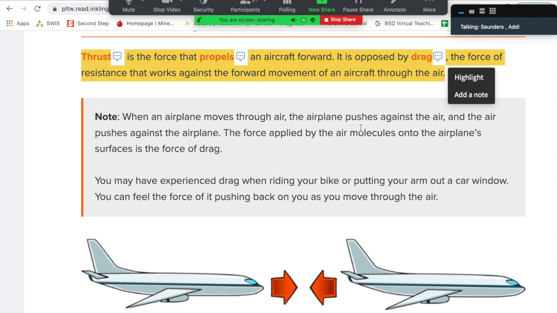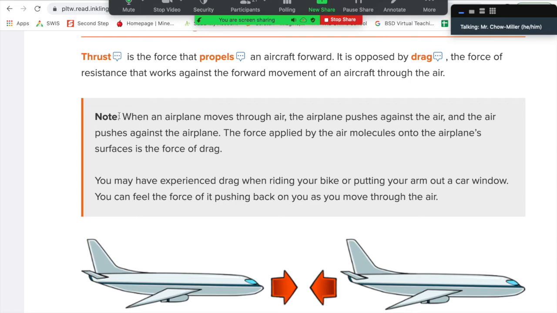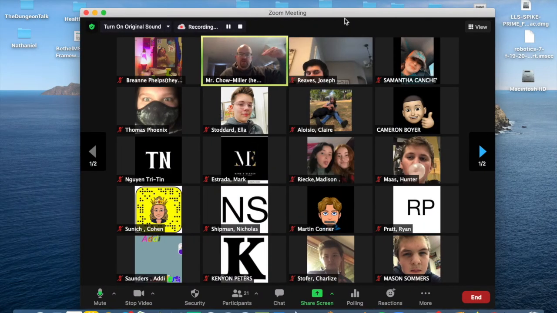Force that propels an aircraft forward is opposed by drag, the force of resistance that works against the forward movement of an aircraft through the air. Excellent. When an airplane moves through the air, the airplane pushes against the air, and the air pushes against the airplane. Newton's third law of motion. The force applied by the air onto the airplane's surface is the force of drag. You may have experienced drag when riding your bike or putting your arm out of the car window. You can feel the force of it pushing back on you as you move through the air. How many people have done that, putting their hand out?